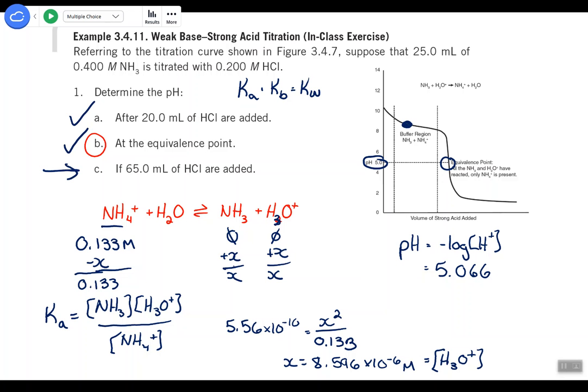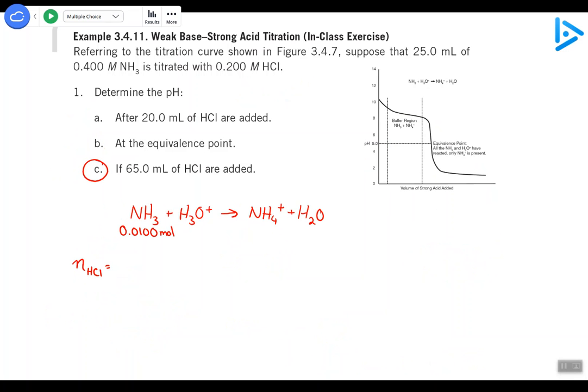Our final step for this problem is what happens when we add 65 milliliters of HCl. What happens when we overshoot this endpoint? We had a color change, and then we just kept adding more and more. So step one, again, is to react the acid with that base. This is the final slide of this problem, I promise. What if we added 65 milliliters of HCl?